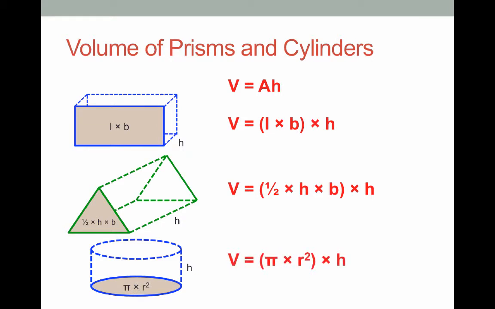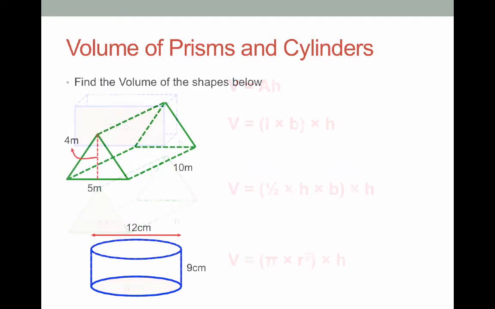And finally, the volume of a cylinder will be the area of its circle, that is pi r squared, multiplied by its height. We're going to use a couple of these formulas in order to find the volume of some prisms and cylinders. So let's take a look at these two. We're going to find the volume of the triangular prism first. The volume of a prism is the area multiplied by the height. That is, for this triangular prism, the area is going to be a half the height times the base of that triangle, multiplied by the height of the triangular prism. So let's see if we can get those measurements.